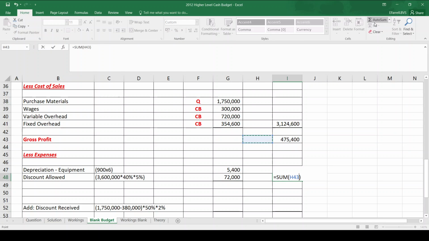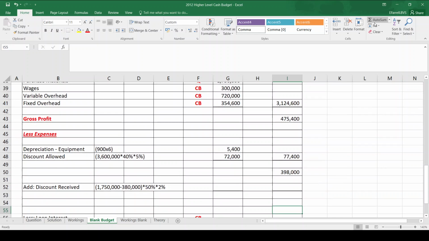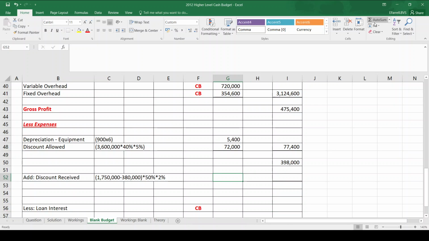So my total expenses come to, and again, these don't go in cost of sales because they're not directly related to the sales, but they are an expense. So my gross profit less expenses comes to 398,000. I received a discount, which is good, so I'm going to add that back.